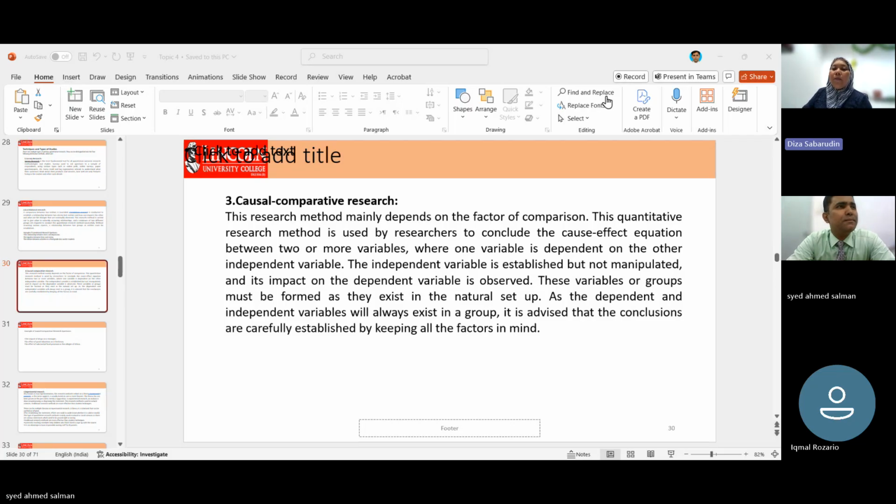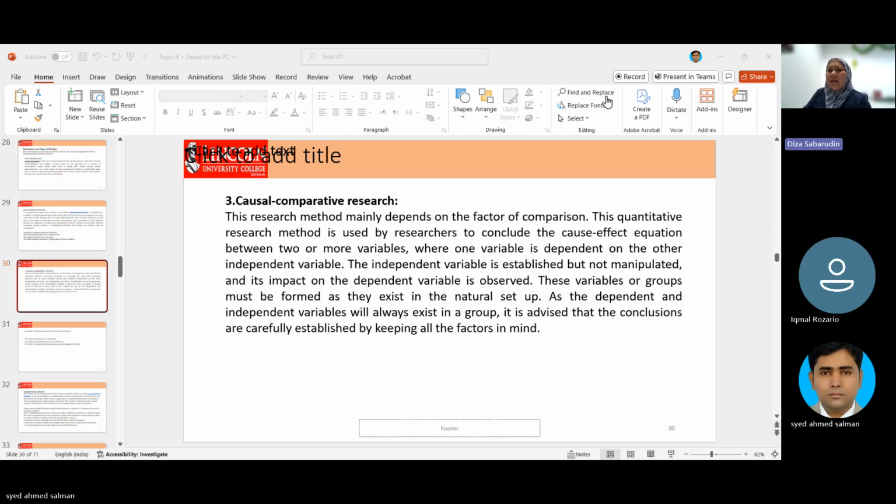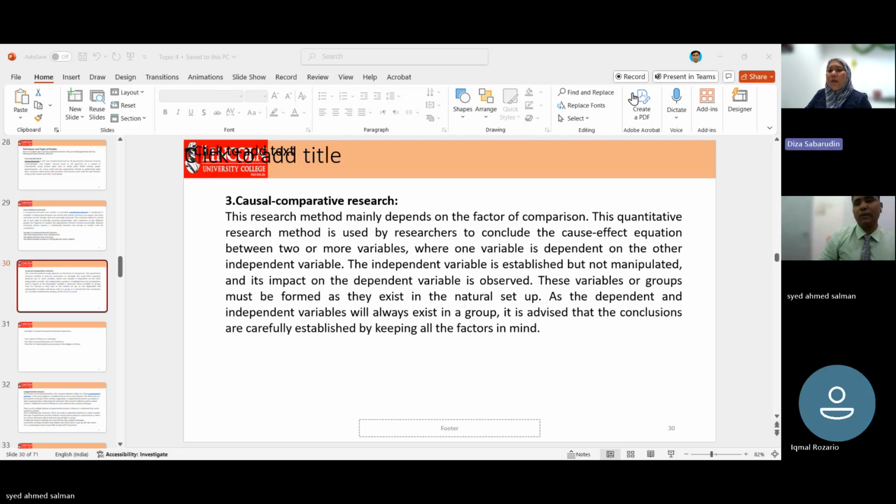Example, in healthcare, researchers might compare the health outcomes of smokers and non-smokers to explore the impact of smoking on heart disease. Since it is unethical to assign people to smoke, existing differences are analyzed to identify potential effects. Example, in business, a company may compare employee performance before and after implementing a remote work policy to see if working from home influences productivity.